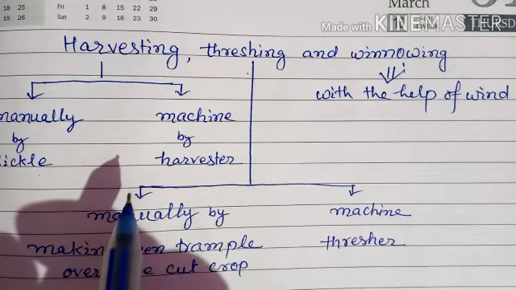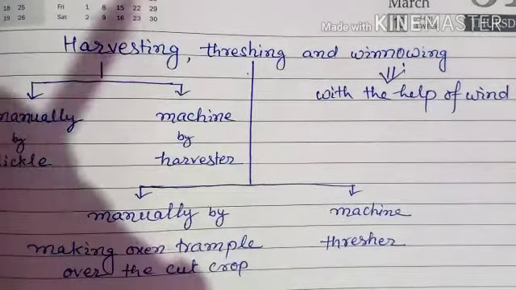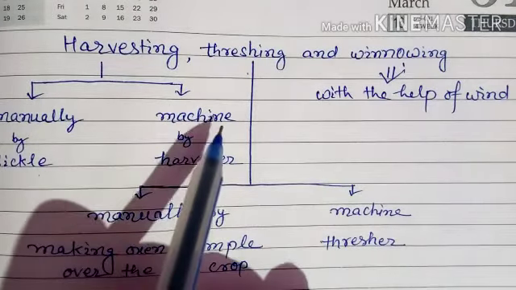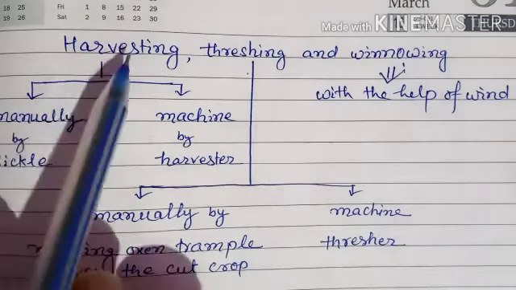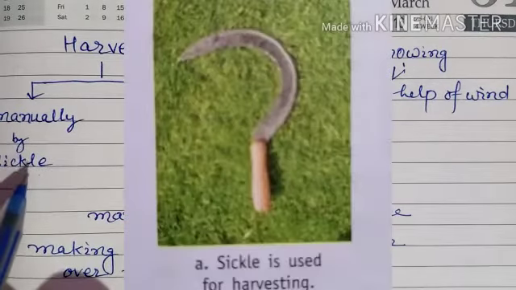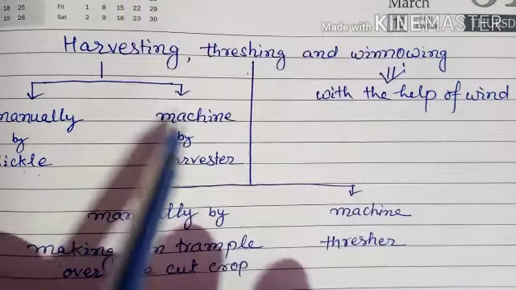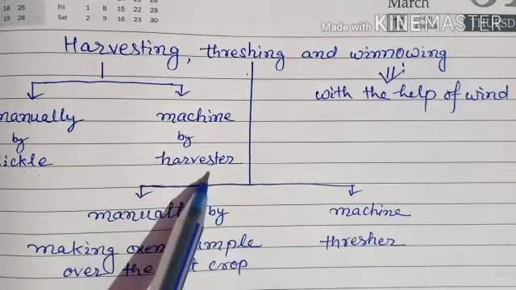Harvesting means cutting and gathering of crops, and this may be done manually and can also be done by using a machine. The instrument used to harvest crops manually is a sickle, or kachia, and the machine used for harvesting is known as a harvester.